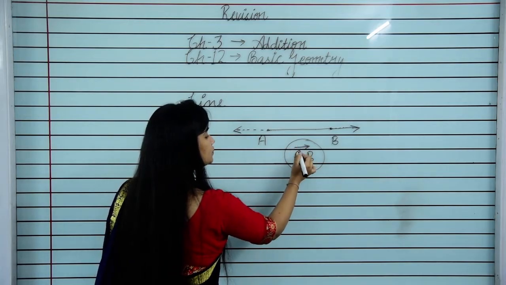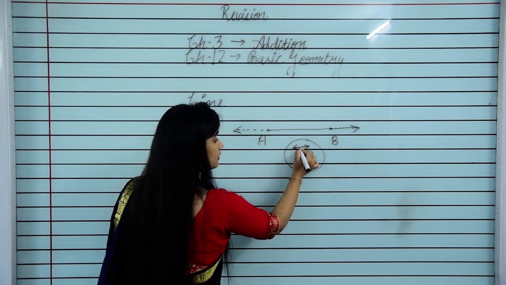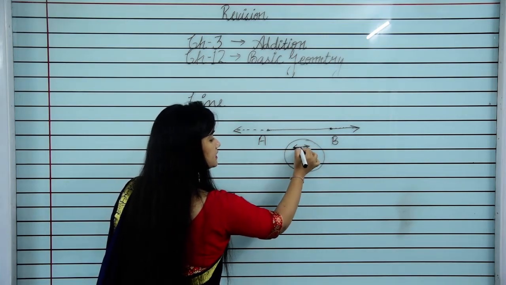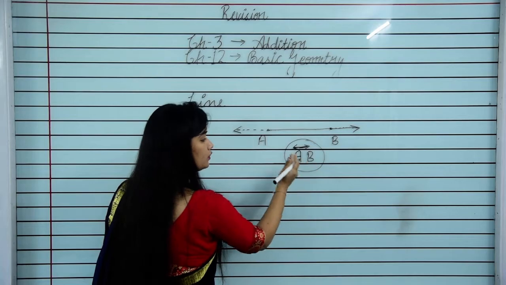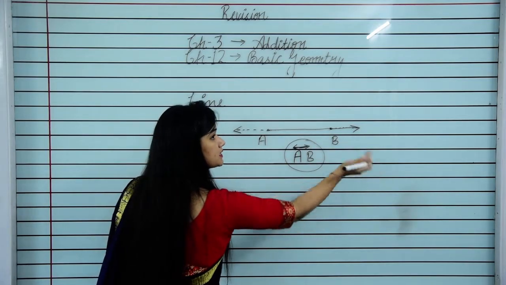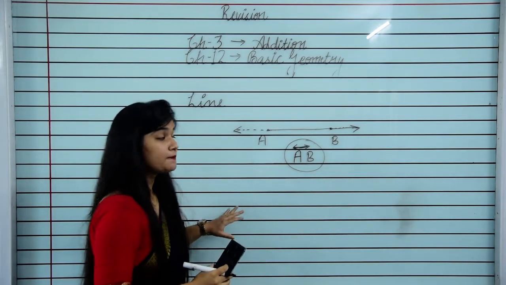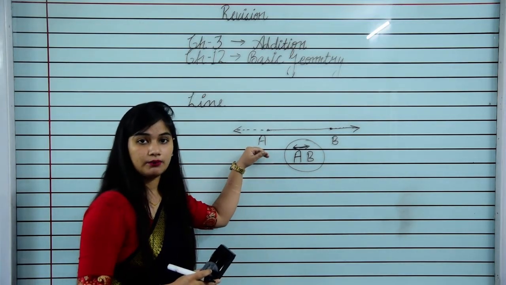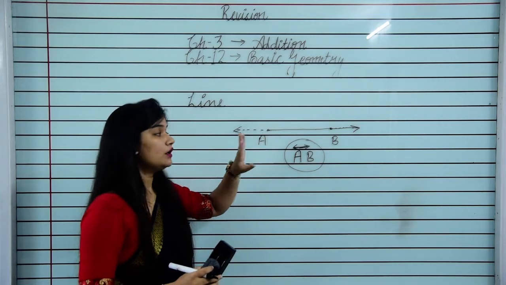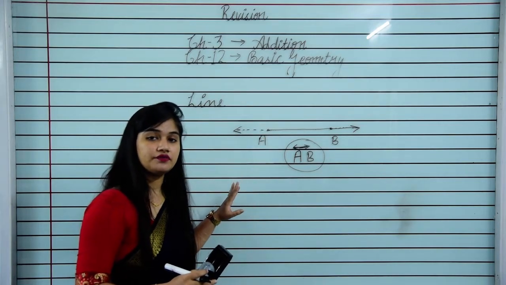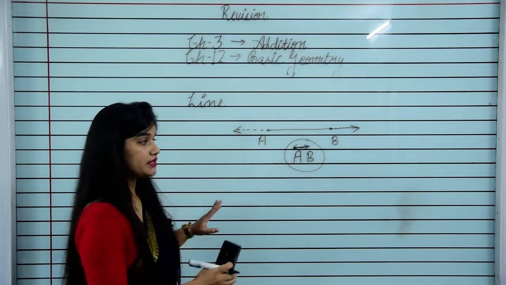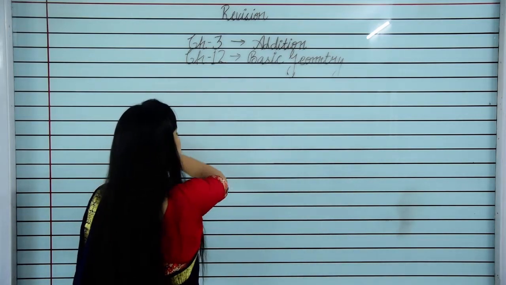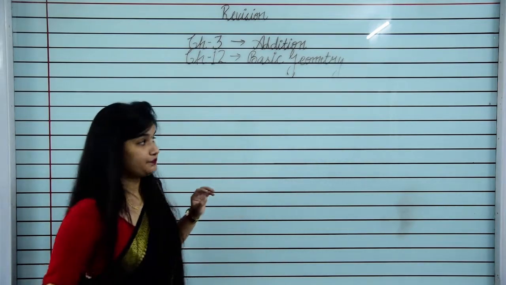And how can we show this line? We have to show this line like this, a simple line, and we have to show two arrows in this direction also, in this direction also. Understood students? So in line we don't have any end point, line का कोई end point नहीं होता and it has no specific length, इसकी कोई specific length भी नहीं होती. Understood students? So students, we have discussed about point, line, line segment and ray.